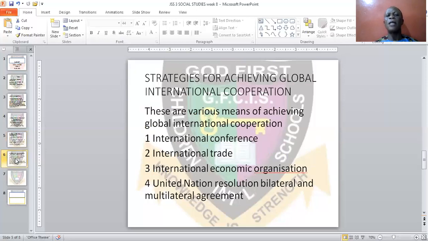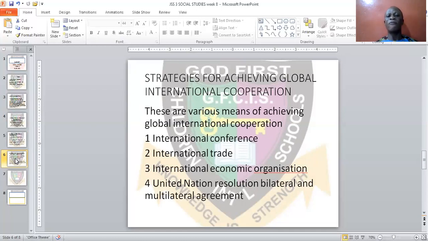Then, what are the strategies for achieving global international cooperation? What are the ways? What are the principles? What are the skills? What are the strategies that we can use before we can achieve global international cooperation? When I'm talking about global international cooperation, we are talking about the worldwide, globally. These are various means of achieving global international cooperation.